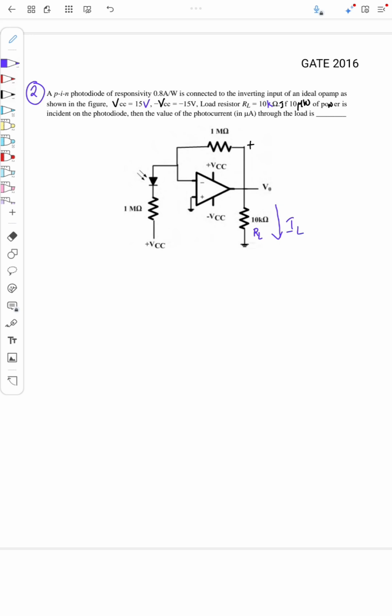Okay, so here we have the photodiode, and 10 microwatt of light power is incident on the photodiode. So if this is the incident power, what is the current through the photodiode? I'll call this IP, that is the current through the photodiode. IP is equal to the 10 microwatt power incident, multiplied by its responsivity. The responsivity given is 0.8 ampere per watt. So 0.8 into 10 micro, which is 8 microamps. That is the photo current flowing through the photodiode.